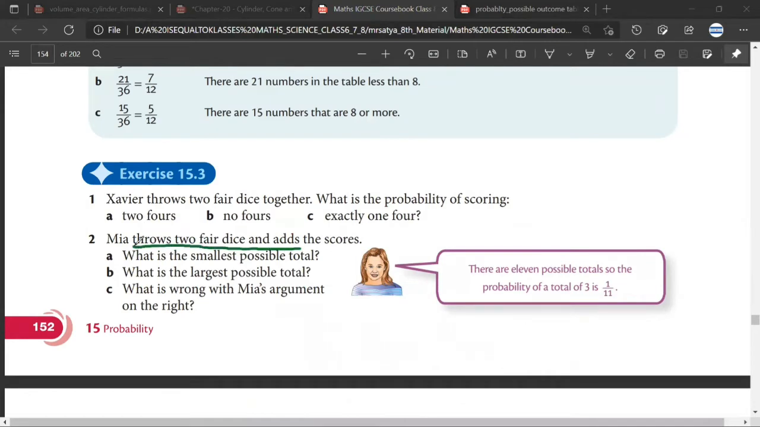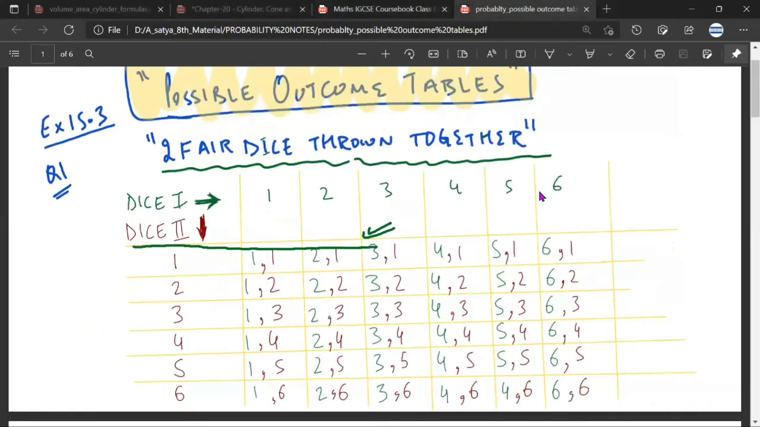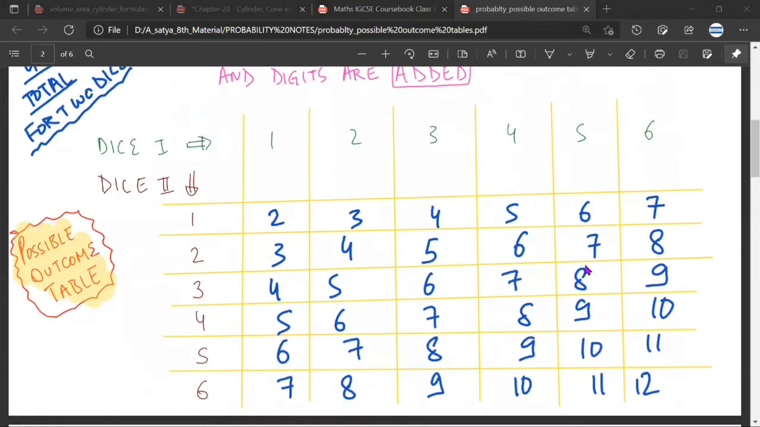Now, again, this question can be twisted, and again we'll have to make another possibility table. Mia throws two fair dice and adds the score. Have you understood? So if she adds, then we'll have to make another table. It is always advisable that you make another table, because you'll have 4 or 5 parts of the question. So it is better that you spend some time to make the table.